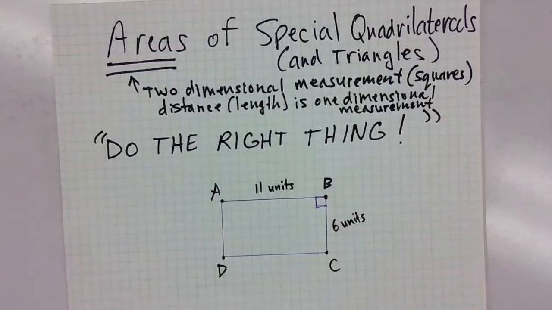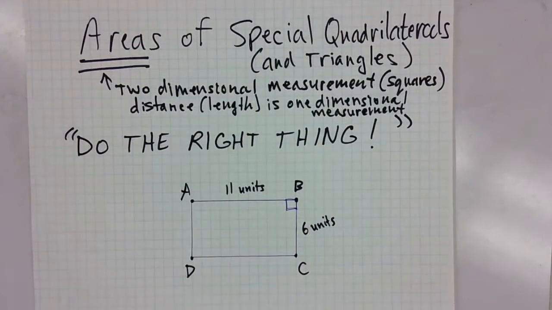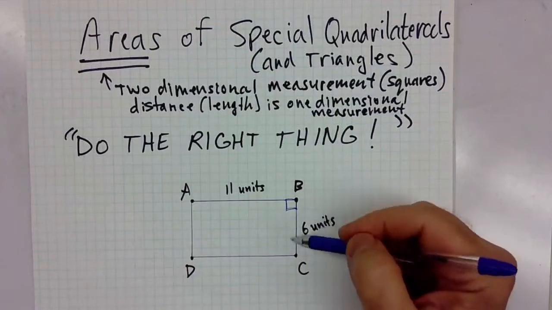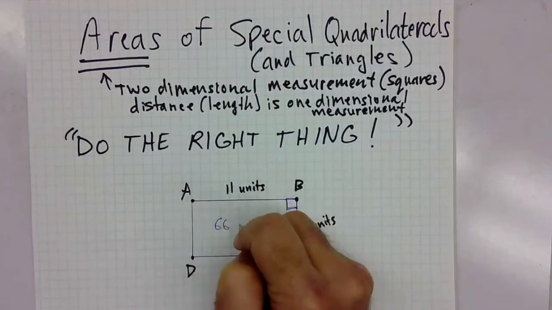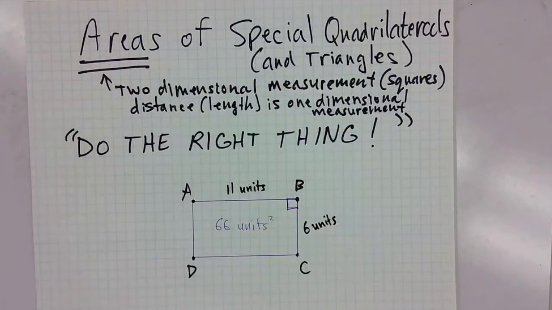So this is a square. I could count all these squares: 1, 2, 3, 4, 5, 6, 7. No, I'm not going to count those squares. What am I going to do? I'm going to use a shortcut we call multiplication, right? And this is basically how we find the area of a rectangle. It's just multiplication. If there's 11 squares this way, and I have 6 rows of those, then I'm going to have 66 squares, and I'm going to put that as square units.